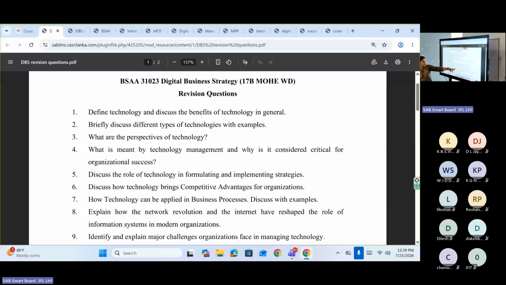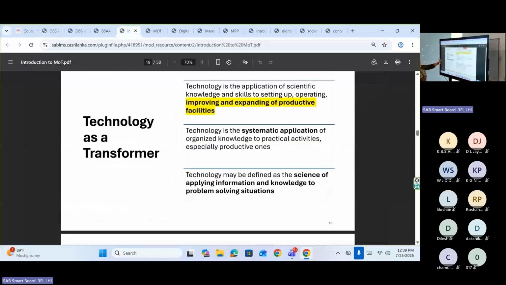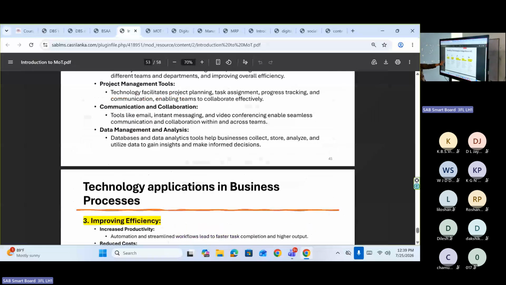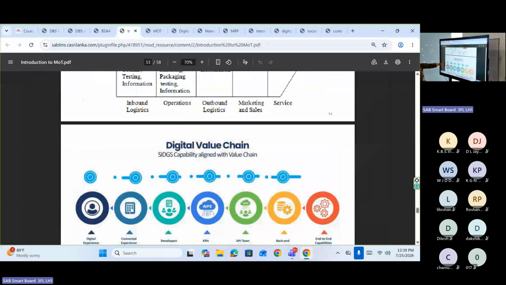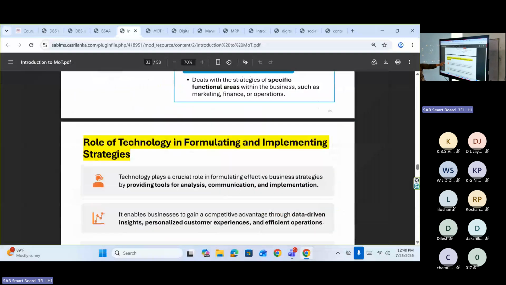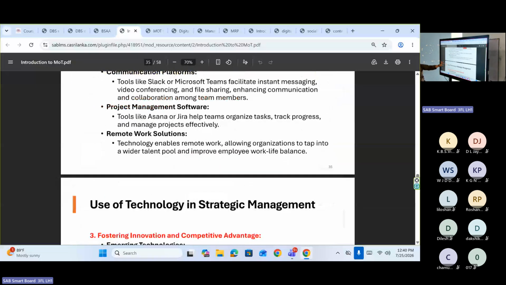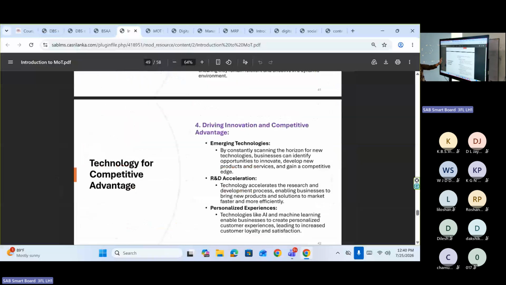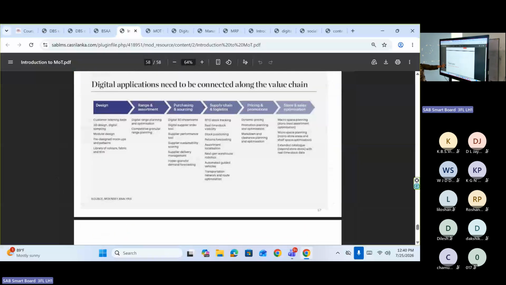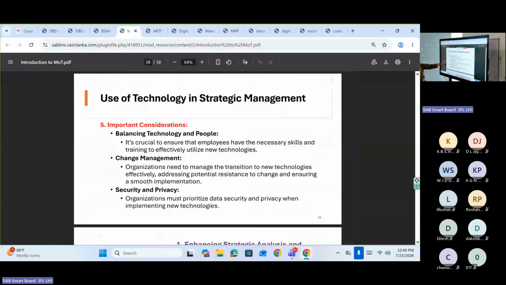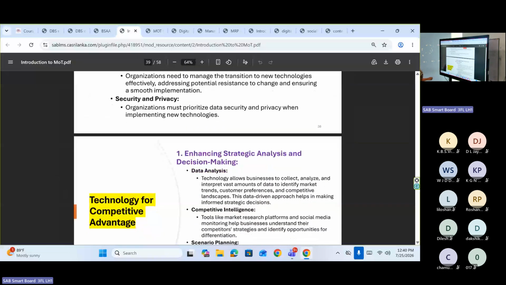And how technology can be applied in business processes. Discuss with examples. In this slide, you can find the answers for all the questions that I have given. Right? Importance is there. The role of technology in formulating strategies is there. How technology supports achieving competitive advantages is there. So I hope you will be able to write answers for the questions given there. Technology for competitive advantages, right? Okay.